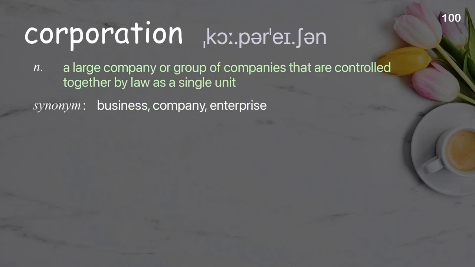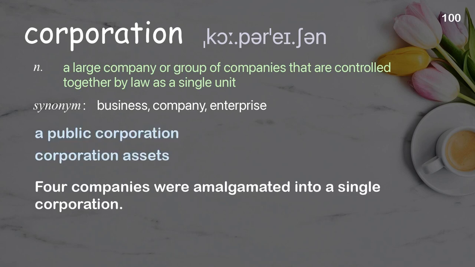Corporation: a large company or group of companies that are controlled together by law as a single unit. Examples: a public corporation, corporation assets. Four companies were amalgamated into a single corporation.